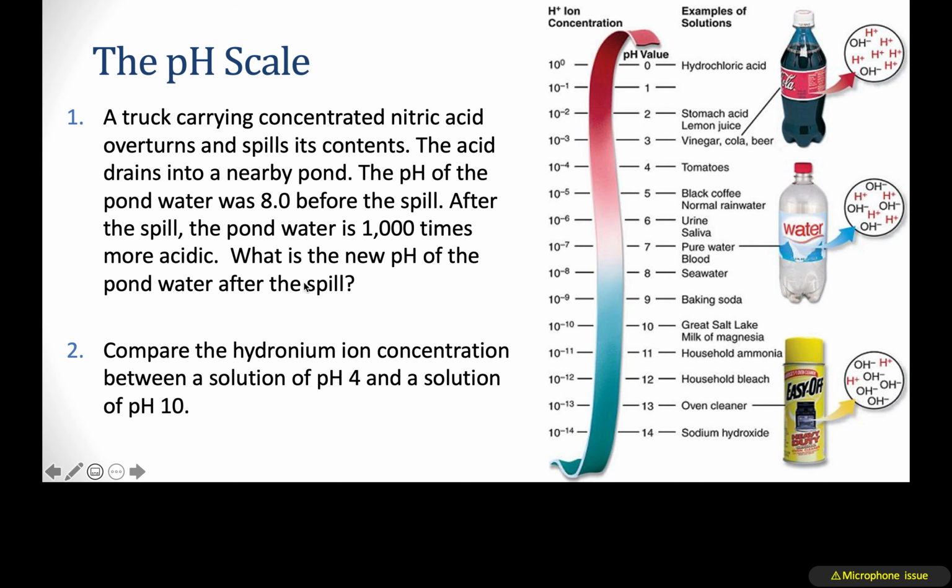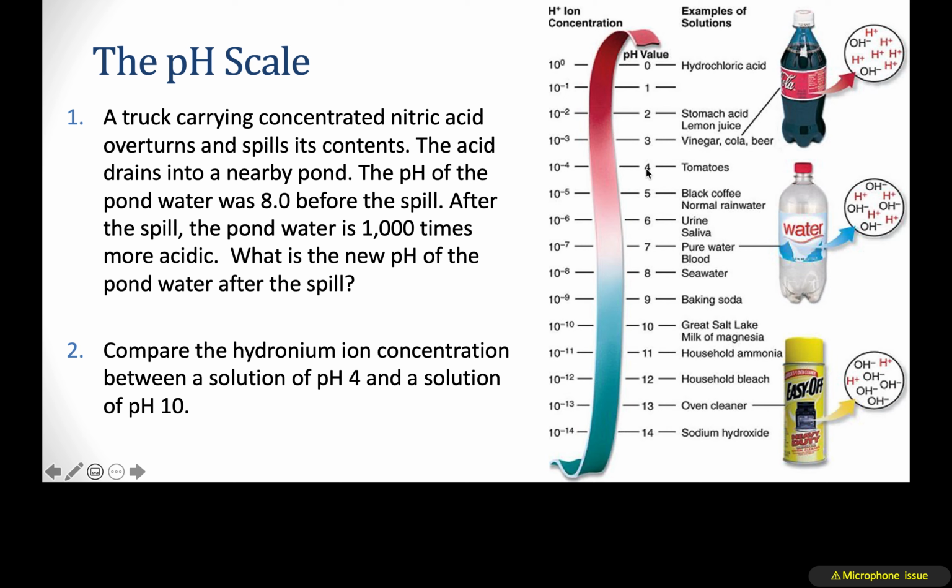Okay, compare the hydronium ion concentration. So remember, hydronium, that's the H3O+, same idea as H+, okay? So compare the hydronium ion concentration between a solution of pH 4 and a solution of pH 10. So you can pause and try it yourself. So we have 4 here and we have 10 here. So the difference should be 6 steps. Okay, so 1, 2, 3, 4, 5, 6. So remember that the more acidic, the lower the pH and the more hydronium. So the pH of 4 has much more hydronium.